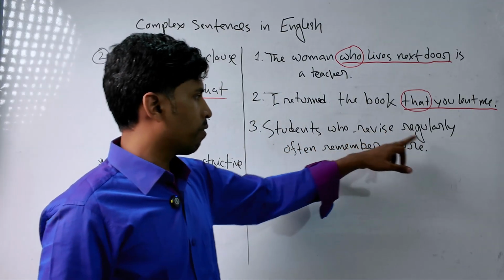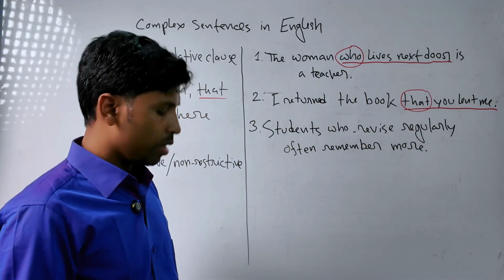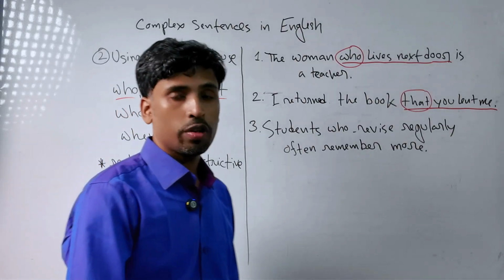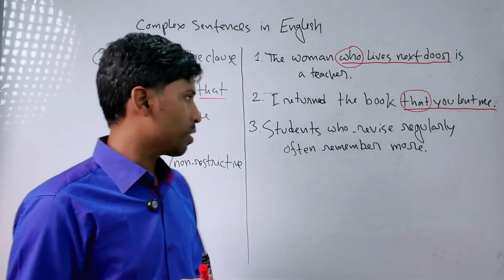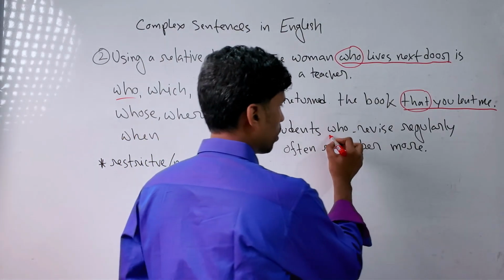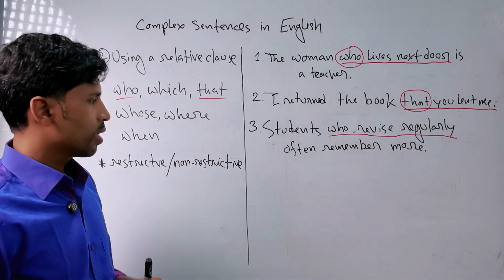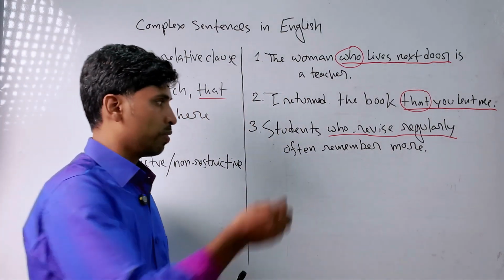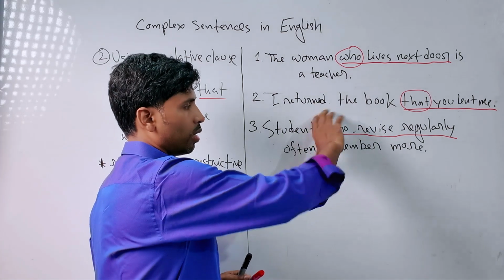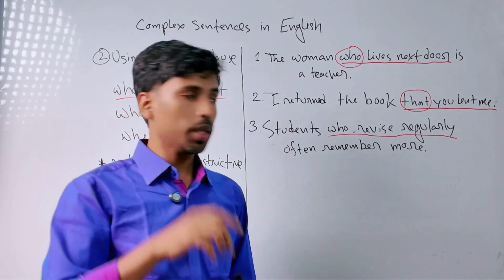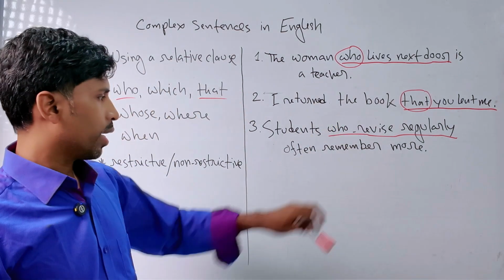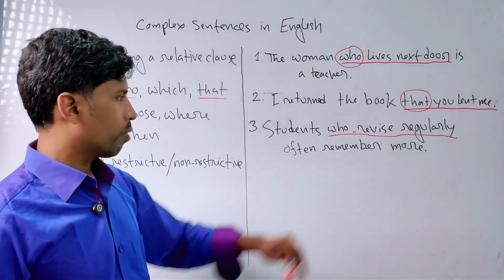Students who revise regularly often remember more. So this is our relative clause, and it is because of this relative clause that this sentence has turned into a complex sentence. Again, this is a restrictive relative clause.